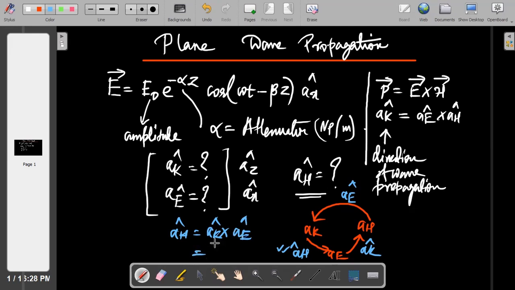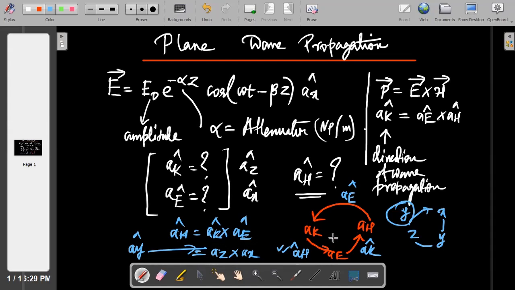So what will be your a_k? a_k is nothing but the z direction. So z cross x. Z cross x is nothing but your a_y. So very simple. z and x is your a_y. This thing you know. Someone has answered minus y. z and x, correct? X, y, z. z and x. So look here, z and x is your y.